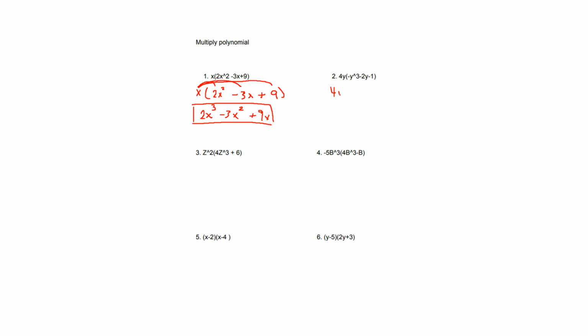So number two, we have 4y times negative y cubed minus 2y minus 1. So here, it's the same thing, just distribute individually. So it becomes negative 4y to the power of 4 minus 8y squared minus 4y as your answer for number 2. Okay, the next page here.